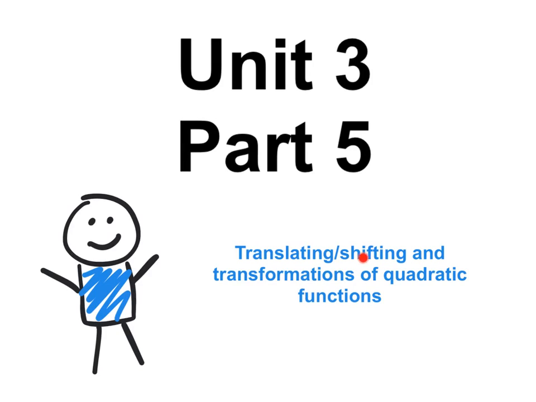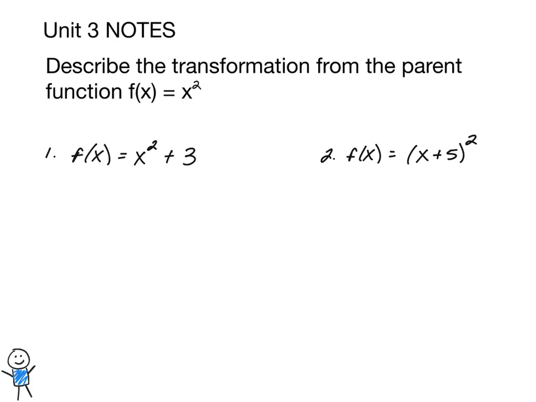We're going to talk about translating or shifting and transformations of quadratic functions. This slide says to describe the transformation from the parent function f of x equals x squared. And I'll draw a little rough graph of that one down here at the bottom. So we have our coordinate plane. The parent function of y equals x squared is sort of like the basic quadratic function that makes a parabolic or a U shape right kind of in the middle of the graph. And you can test this by graphing on your calculator, and I'll show you how in person.